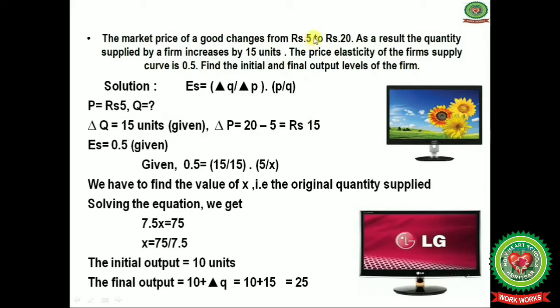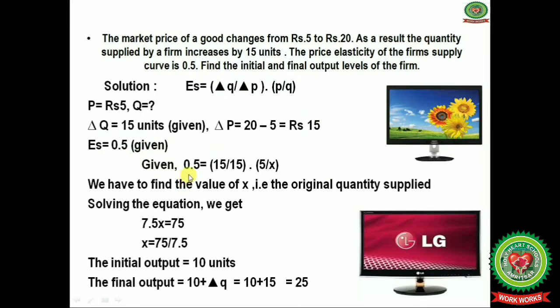This is the old price and this is the increased price. He is saying that the market price of a good changes from rupees 5 to rupees 20. Now next one is elasticity of supply. It is also given. The price elasticity of the firm supply curve is 0.5. So it is also given.